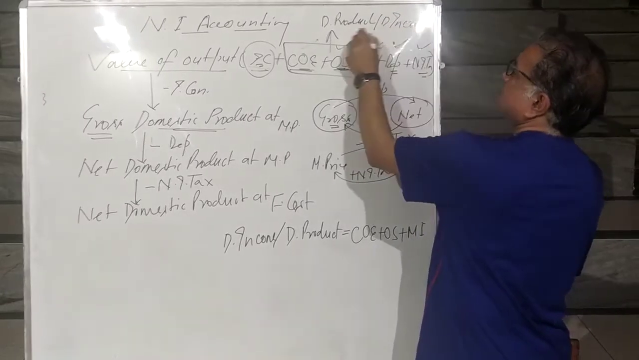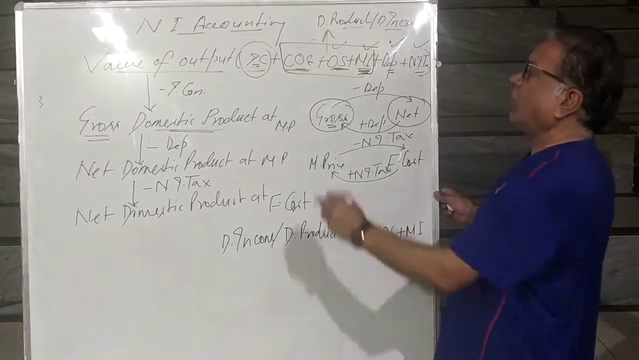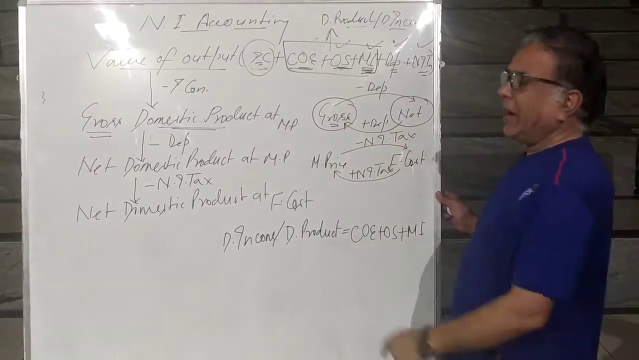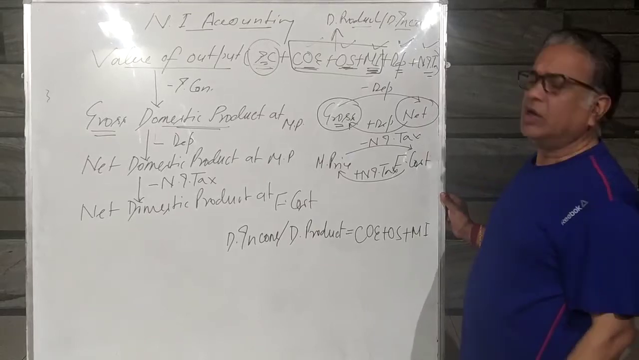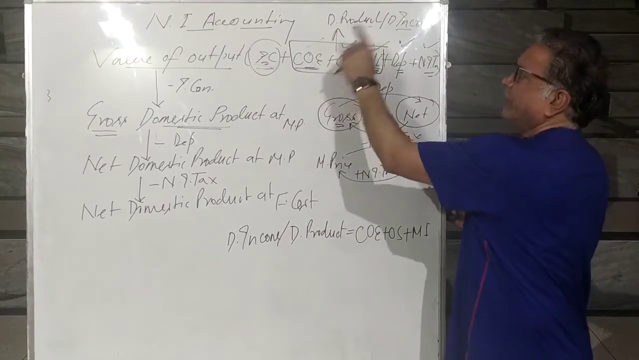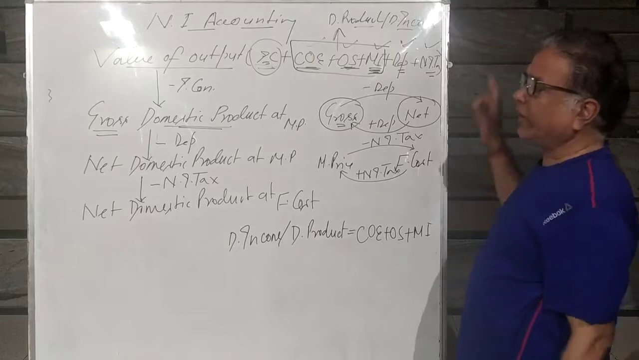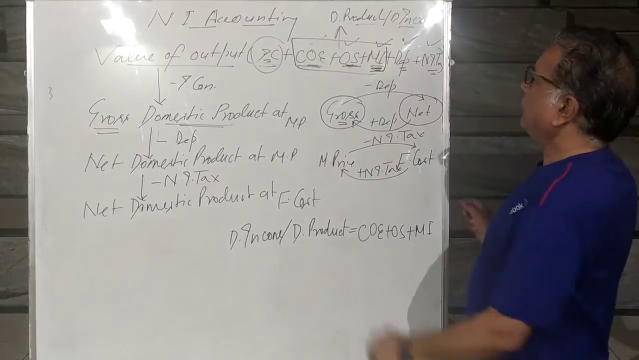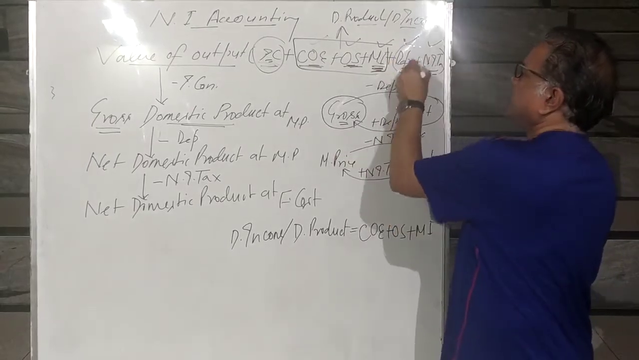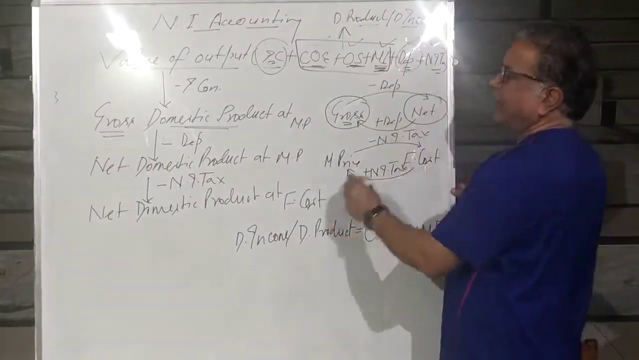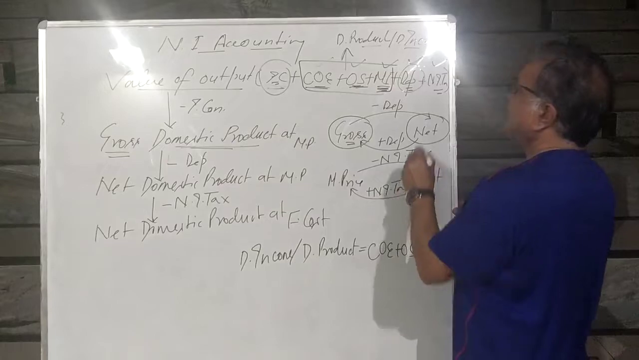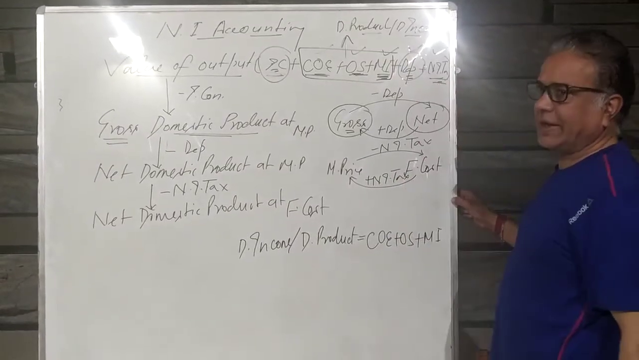Why do we call it domestic product or domestic income? Because all the three incomes are generated within the domestic territory of a country. Within the country these incomes are generated, that's why we call them domestic product or domestic income. Now further, what is left? For depreciation we are using the word gross. For COE, OS and MI we are using domestic product. The third is net indirect tax.